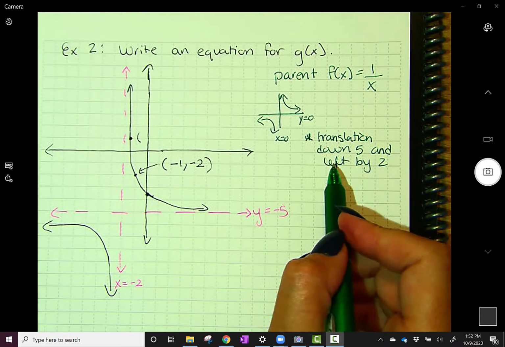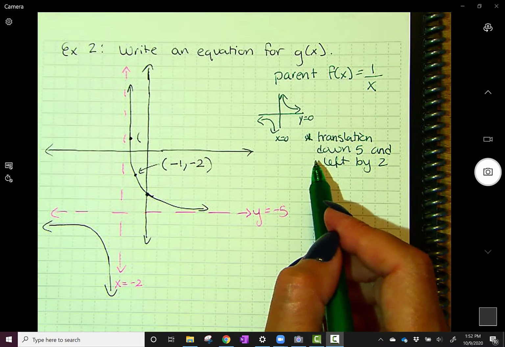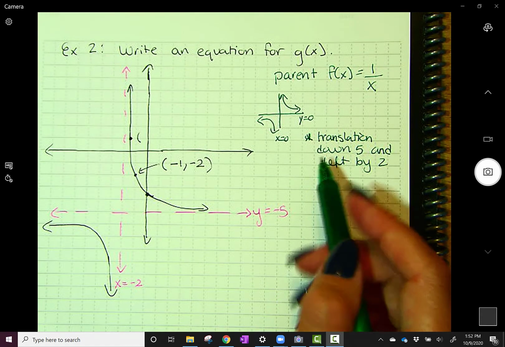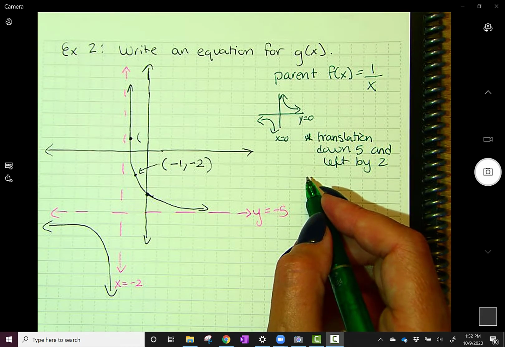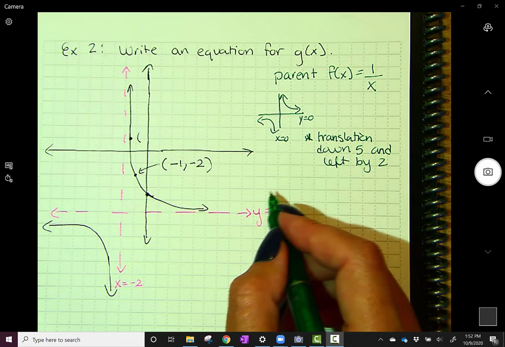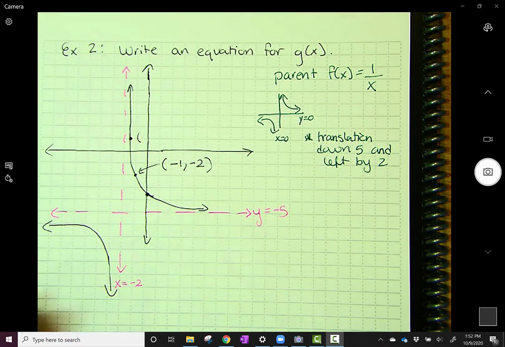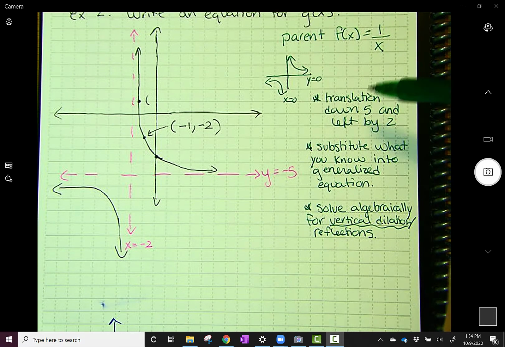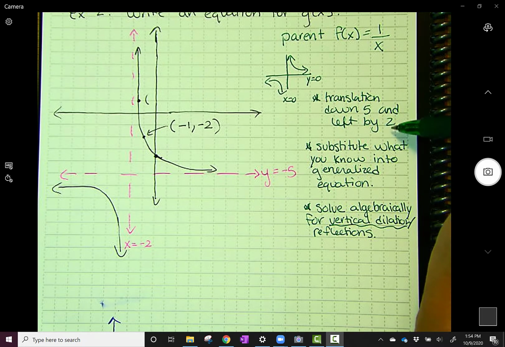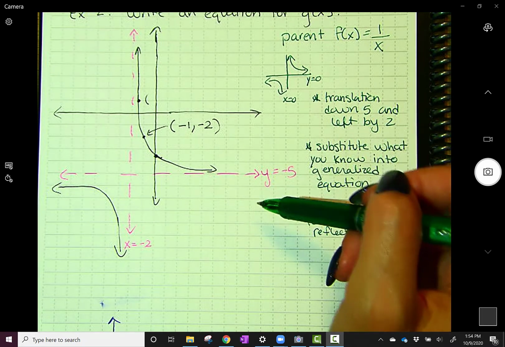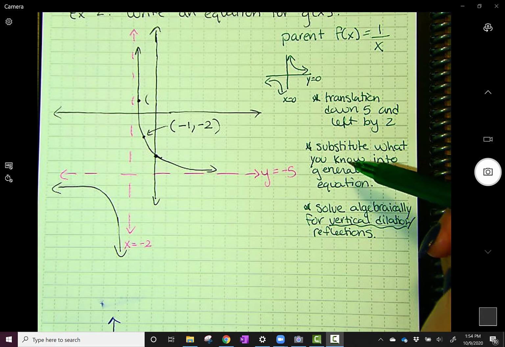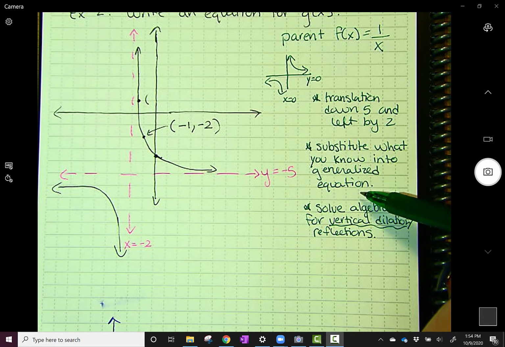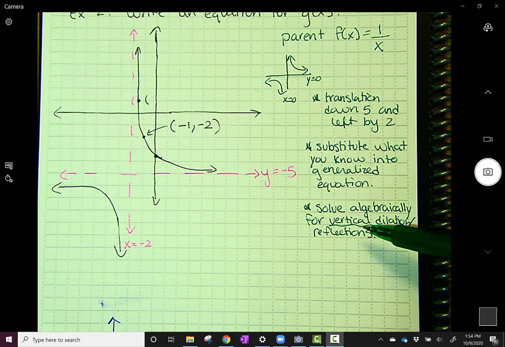So we start by identifying the parent function and identifying the translations. The next thing that we're going to do is we're going to sub in a coordinate. And why we do that is to identify our dilation. So I paused for a second just to write some notes for you guys. After you identify your translations, because those we can read off of the changes of the asymptotes, we're going to sub what we know into a generalized equation, and then we're going to solve for our dilations.